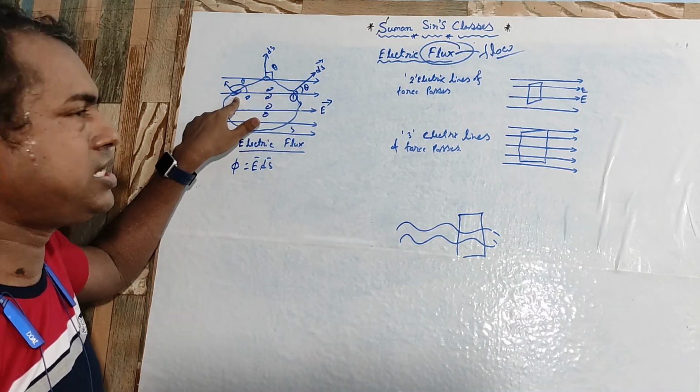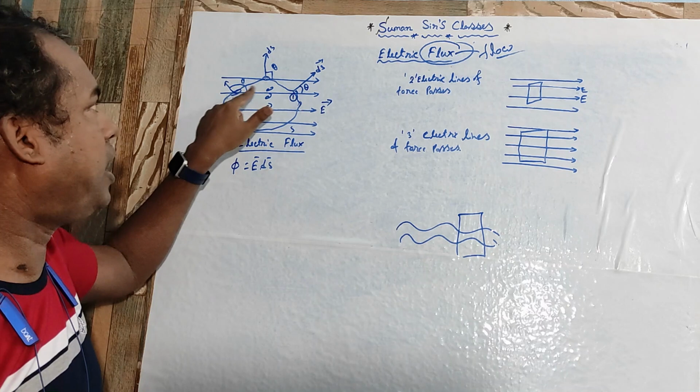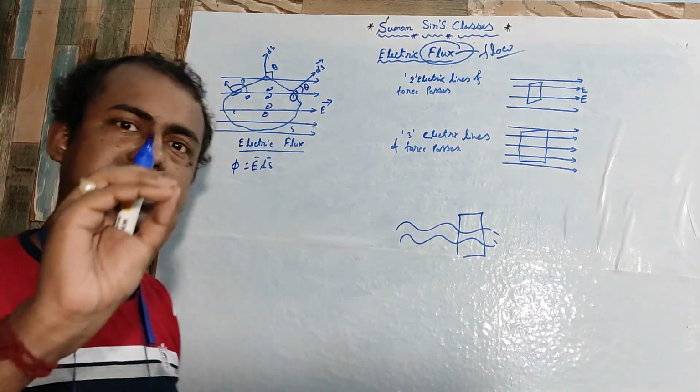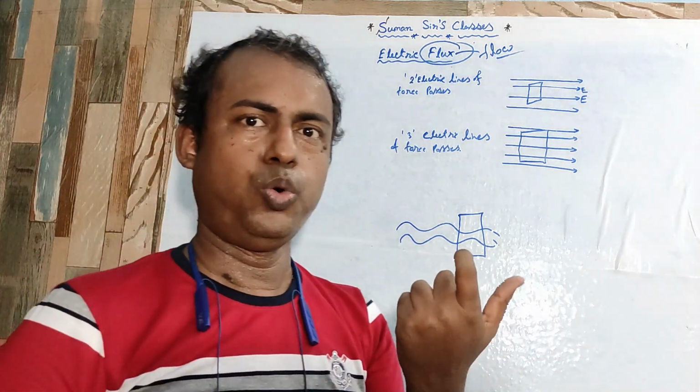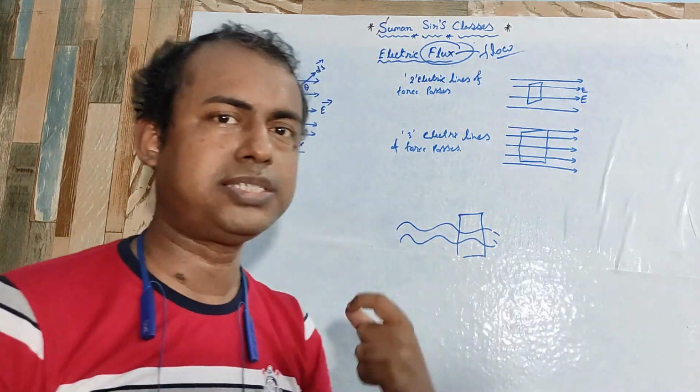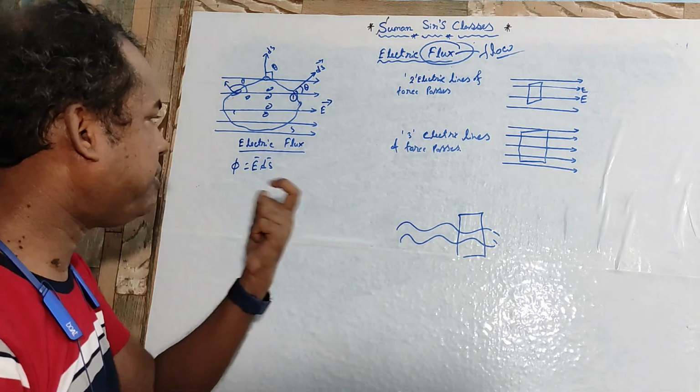This one is dS, this one is dS, in this way. So the number of areas, that is all the elementary areas, is dS. So what are the directions of each of the areas? Now the question arises: area is a vector quantity.